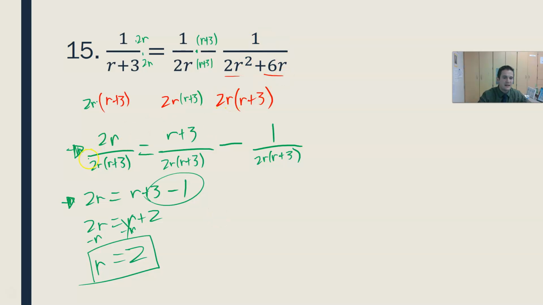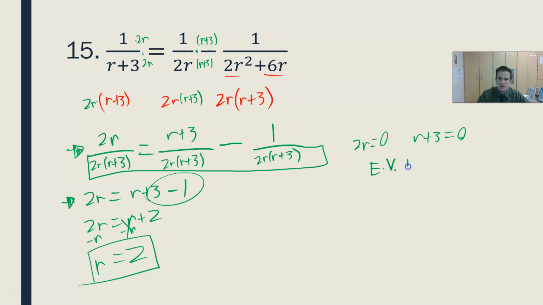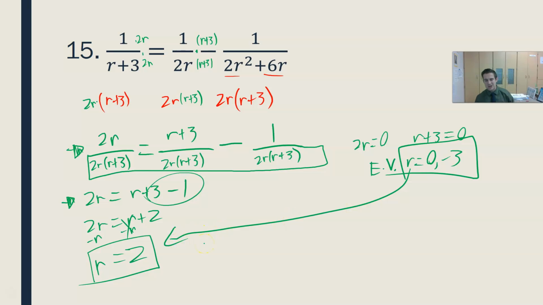I want to go back here before I simplified and see if any of my excluded values match up with that solution. So when I set 2r equal to 0 and r plus 3 equal to 0, I get excluded values of r equals 0 and negative 3, neither of which are solutions that I got here. So I'm done. I'm good to go.